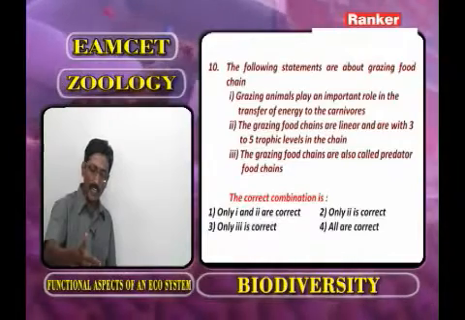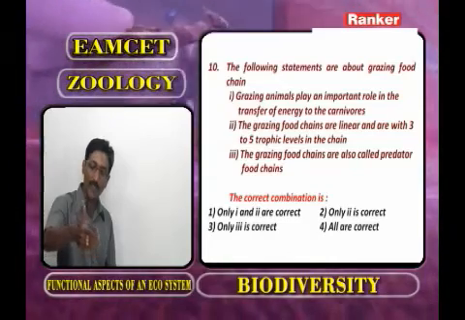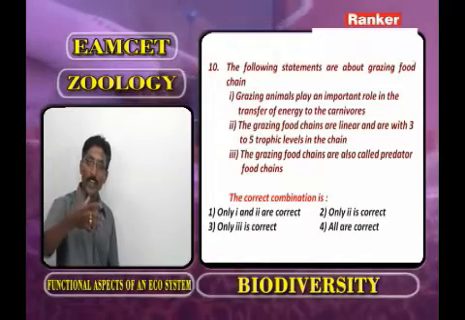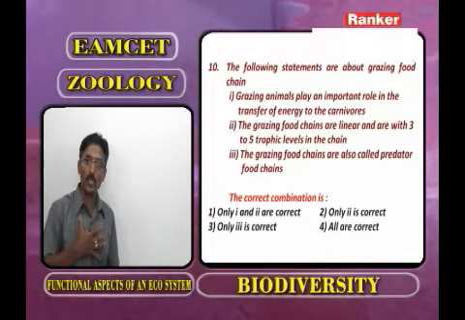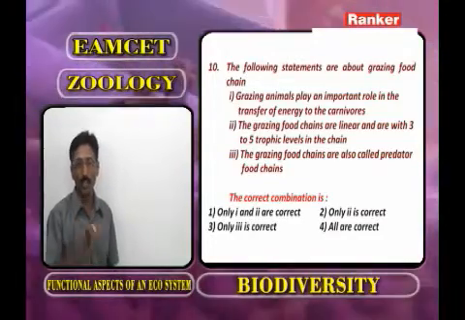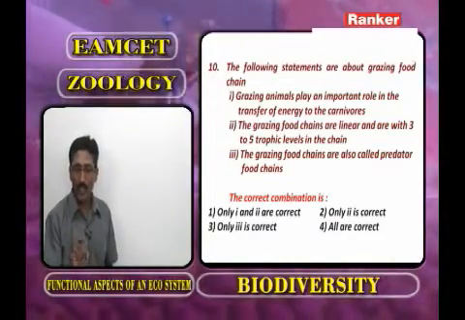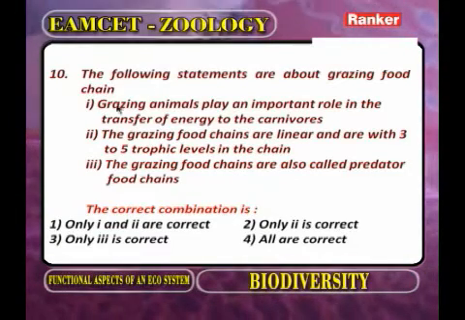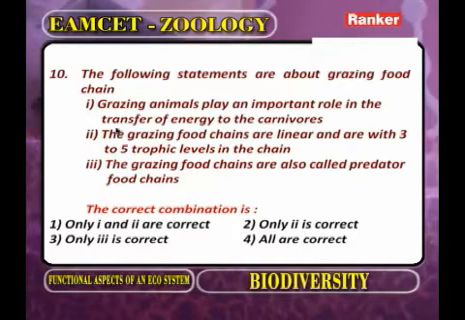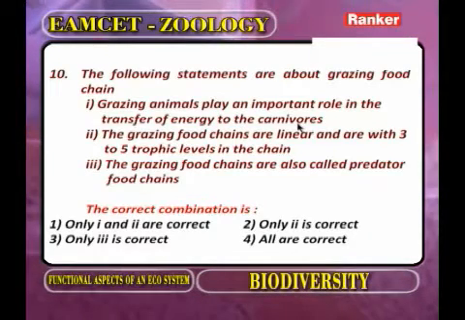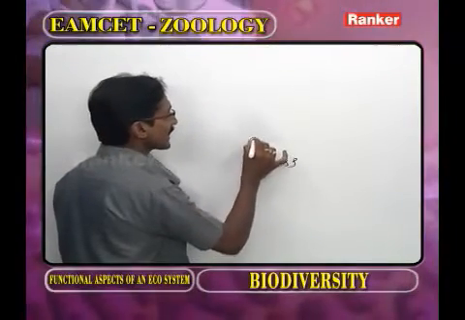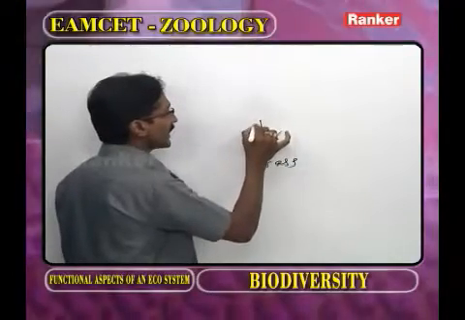In the grazing food chain, as the energy passes from one animal to another, slowly the energy decreases. In the grazing food chain, the energy is stored in the tissues of animals as well as in the tissues of plants. Now we have to observe one by one. The following are statements about the grazing food chain. First option, the grazing animals play an important role in the transfer of energy to the carnivores. Now observe this example. This is the grass. The grass is eaten by a deer. Now it is eaten by a tiger.